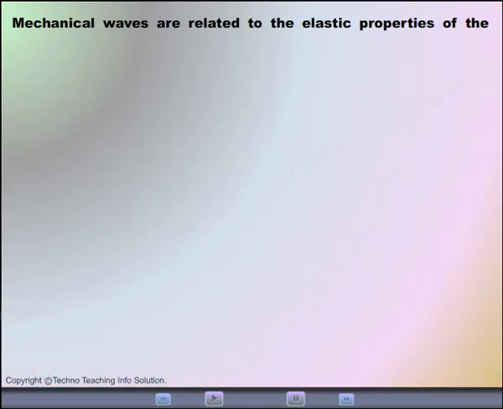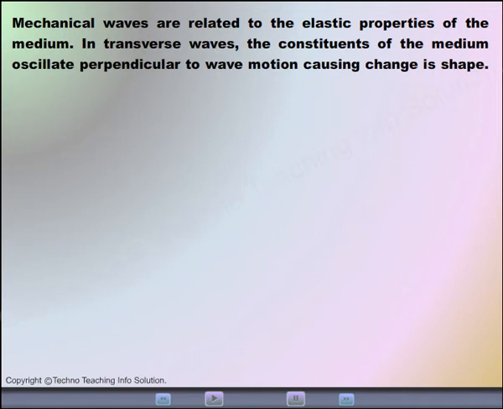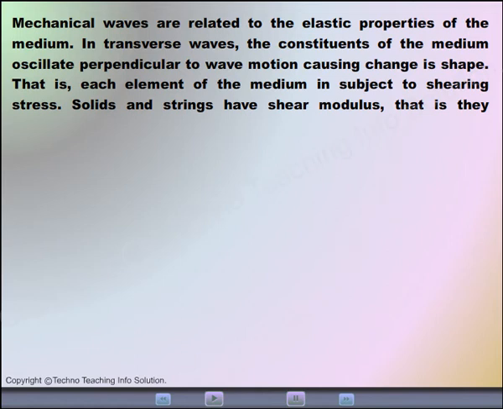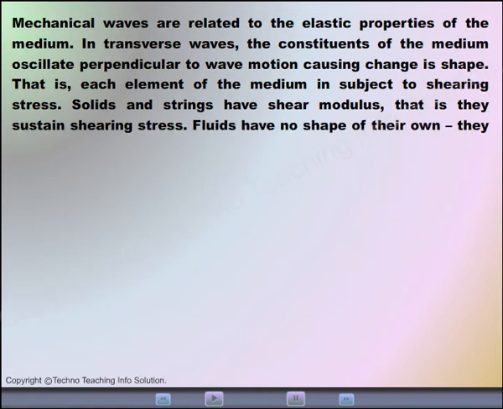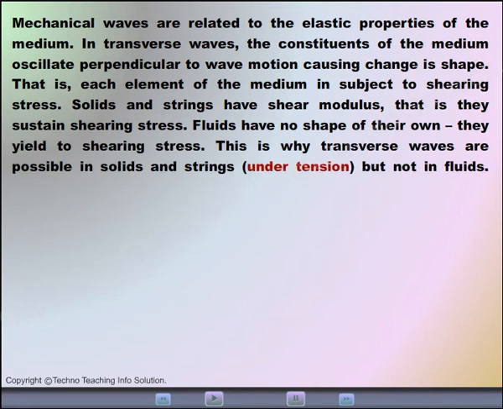Mechanical waves are related to the elastic properties of the medium. In transverse waves, the constituents of the medium oscillate perpendicular to wave motion, changing its shape. That is, each element of the medium is subject to shearing stress. Solids and strings have shear modulus. That is, they sustain shearing stress. Fluids have no shape of their own. They yield to shearing stress. This is why transverse waves are possible in solids and strings under tension, but not in fluids.